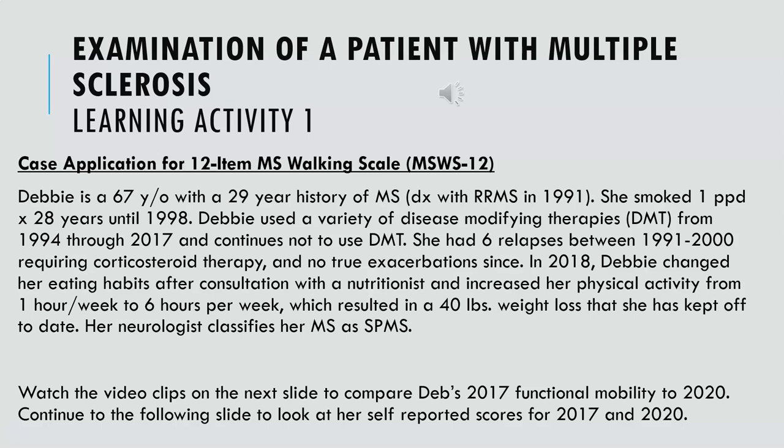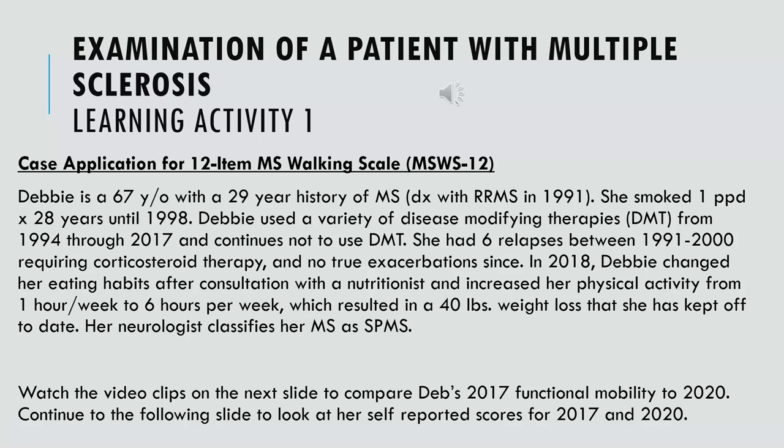She was diagnosed back in 1991 with relapsing remitting. At the time of diagnosis, she was a smoker and had smoked for quite some time, 28 years until 1998, at which point she decided to quit. She was smoking about 1 pack per day. She did use disease-modifying therapies, and that ranged from some of the sub-Q injections to some of those infusions and oral medications, from 1994 through 2017. And then she opted to stop using any of those medications in July of 2017.